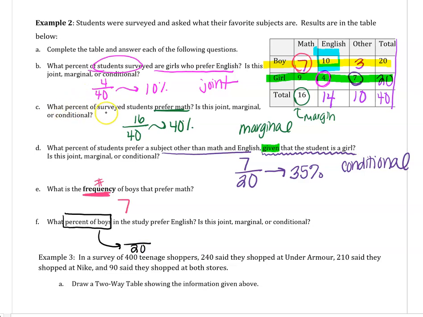So that's where the wording's a little bit different. You'll see up here it says what percent of surveyed students. Now it's saying of boys. Of these 20 boys, 10 of them prefer English. So that would be 50%. And again, since we're only looking at part of the table, we're dividing by the subtotal. This is a conditional probability.